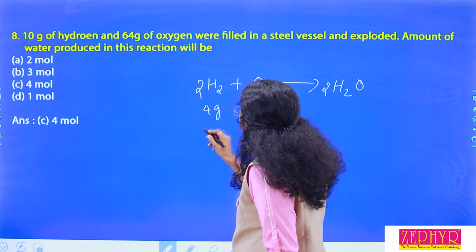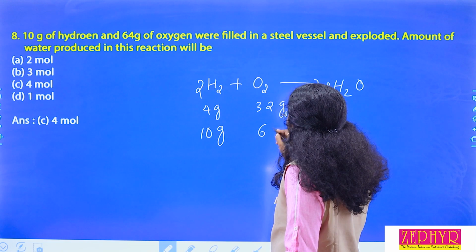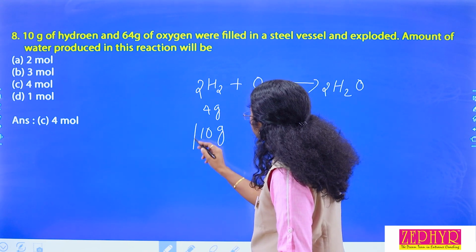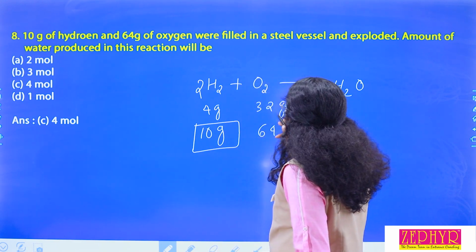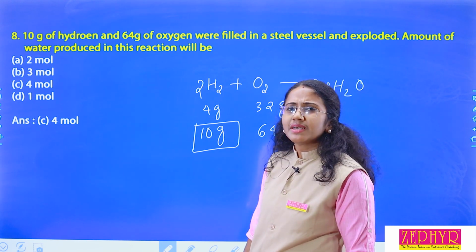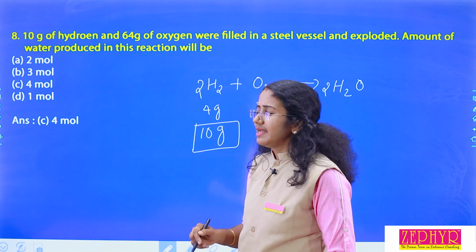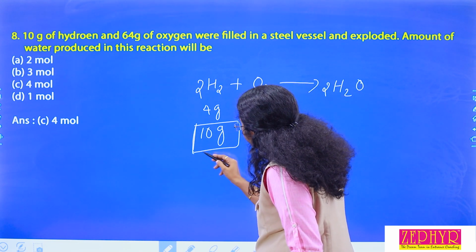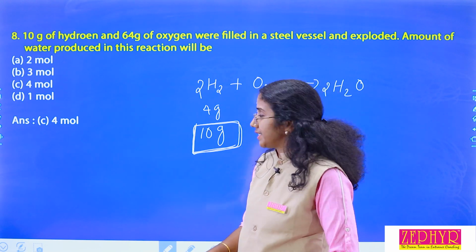Again write the mass of the given equation, 64 gram. Here also we have to check whether this much amount is actually needed or not. See, 32 gram oxygen combines with 4 gram hydrogen. What about 64 gram? 32 gram oxygen combines with 4 gram only. But here 64 gram and 10 gram are given. We have to check how much amount is actually needed. Okay.